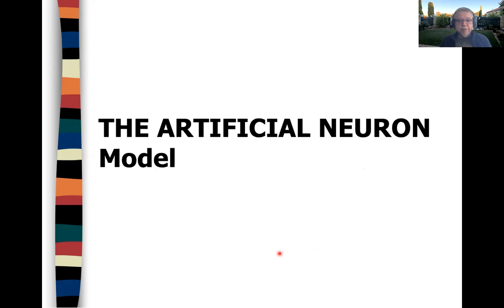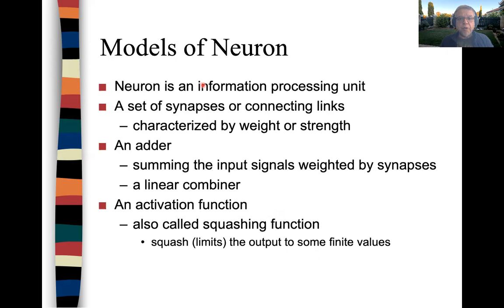Now we've seen the different architectures or topologies, feed forward, recurrent. You have one hidden layer, several hidden layers, and the same thing for recurrent network. We've talked about the biological neuron. Now let's talk about the artificial neuron or model of the neuron. So a neuron is an information processing unit. In our case, a set of synapses or connecting links characterized by weight or strength. So this is what you have.